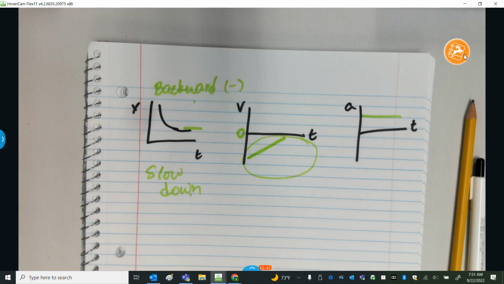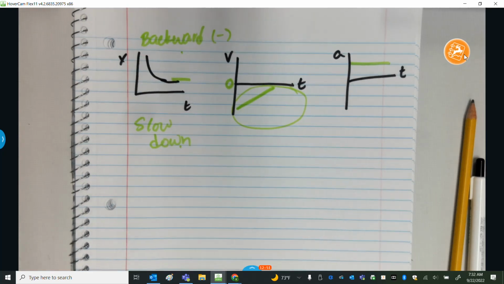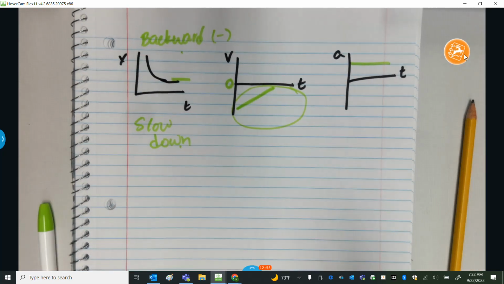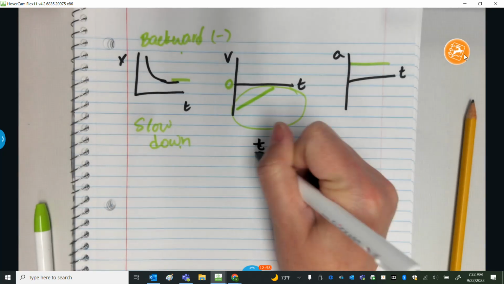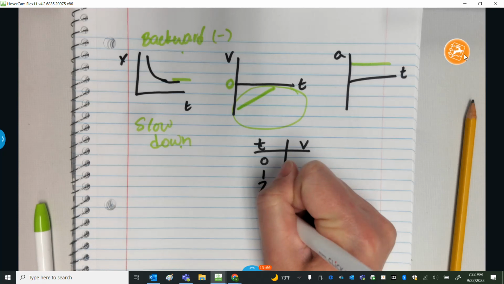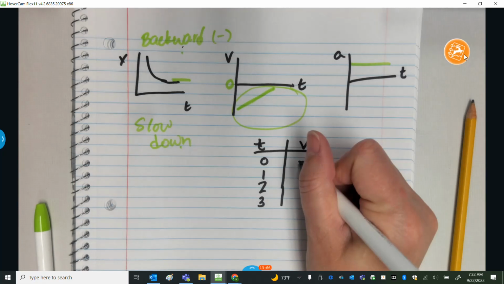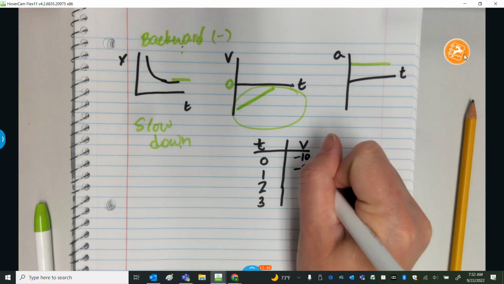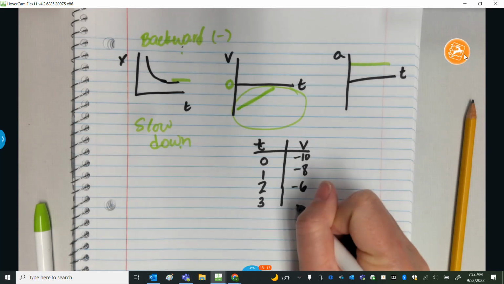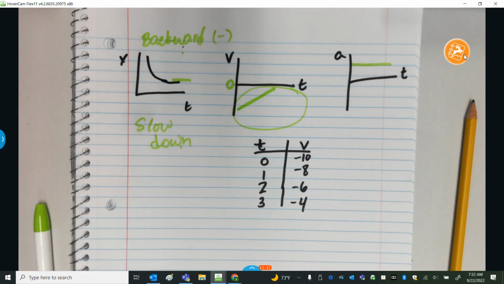Okay, let me show you with some numbers real quick, because this is one of the situations that is a very common misconception. If you were to look at a table of velocities and time, so let's say we have 1, 2, 3 seconds, okay? Velocities, if you are moving backwards and slowing down, your velocity might start at, like, let's say -10, and then it'll go to -8, and then -6, and then -4. Okay, what is the change in velocity each second here?